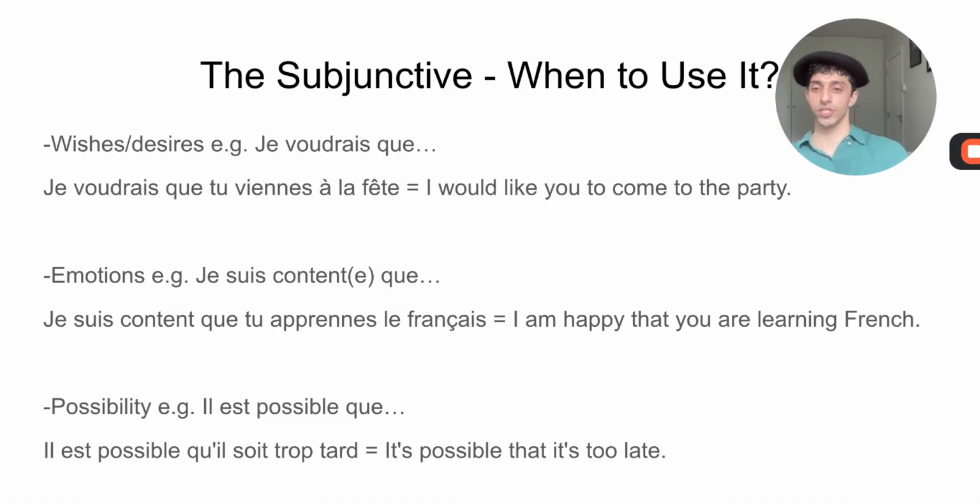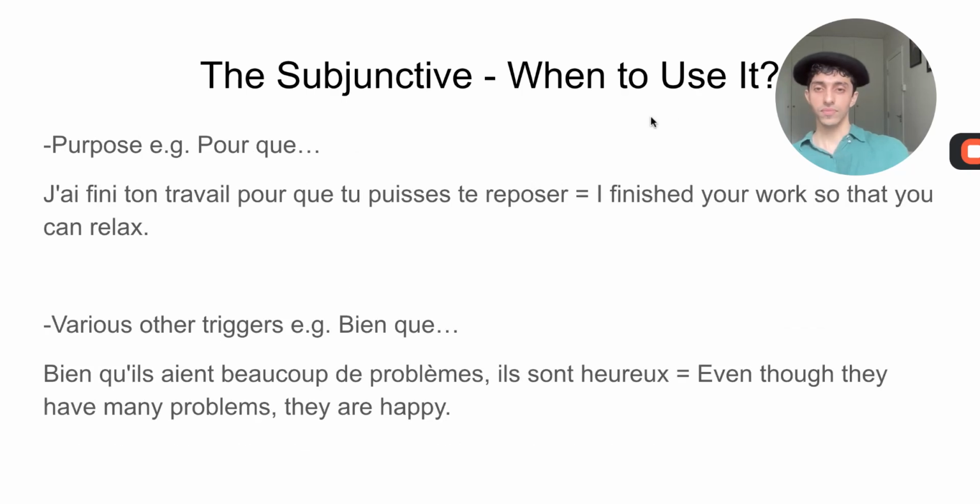If you're expressing possibility too, that will take the subjunctive. For instance, il est possible que, it's possible that. So you'd say, il est possible qu'il soit trop tard, for example, meaning it's possible that it's too late. Soit is the present subjunctive from the verb être.